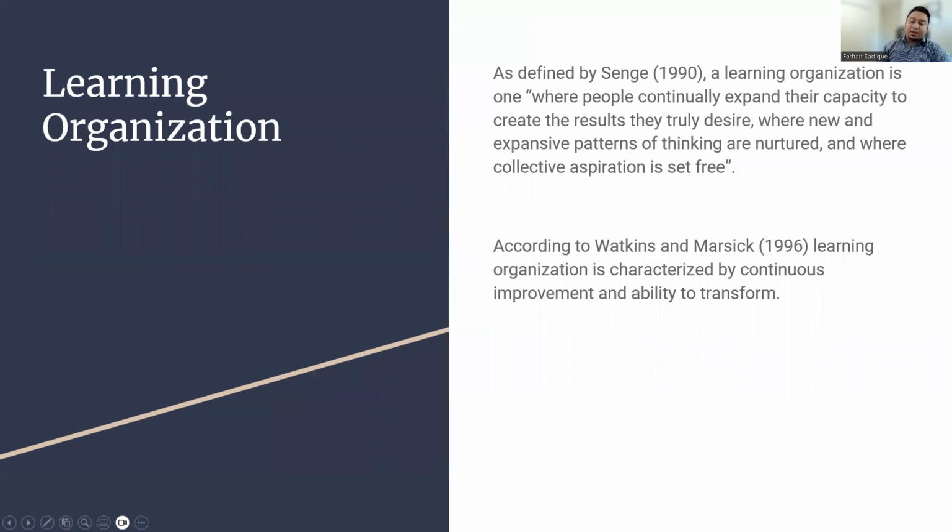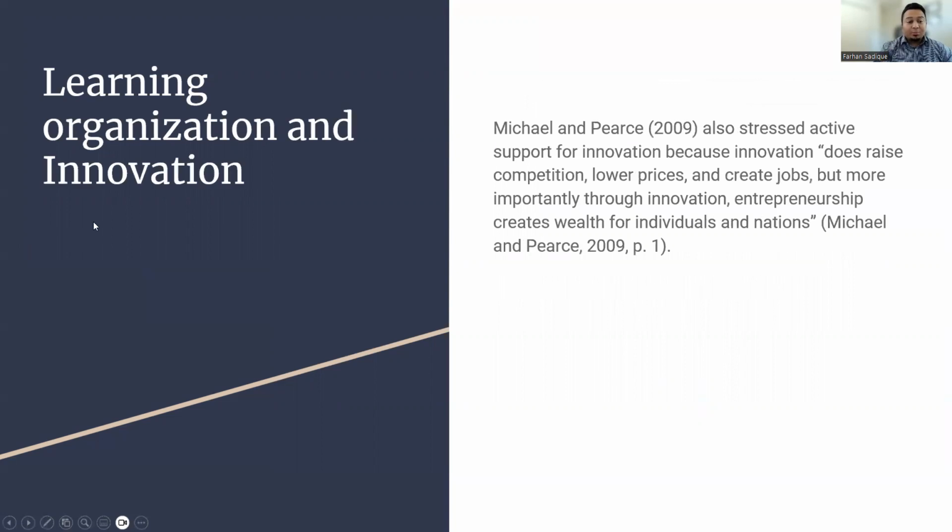And then we came to know about the learning organization, and we tried to look into the perspective through the learning organization lens, where Peter Senge nicely said in 1990 that a learning organization is all about thinking and thinking are nurtured, and where collective aspiration is set free. And the same was agreed by Watkins and Marsick, where they said a learning organization is characterized by continuous improvement and ability to transform. When we looked into OD, and when we talked with the people who were implementing the changes, they have the same perspective: as we implement the interventions, we need a similar kind of environment, where learning organization developed tools to understand how the organization is performing.